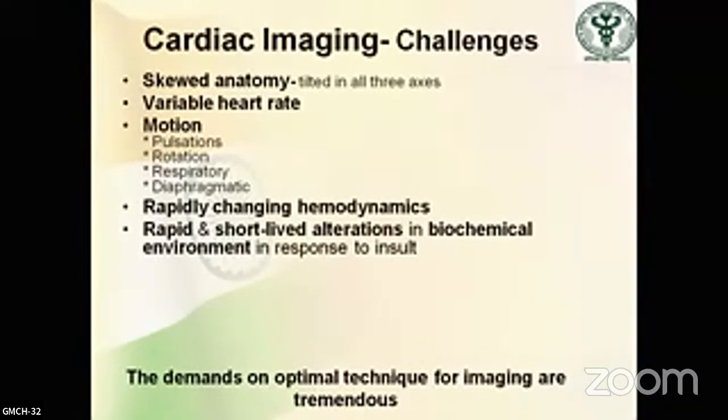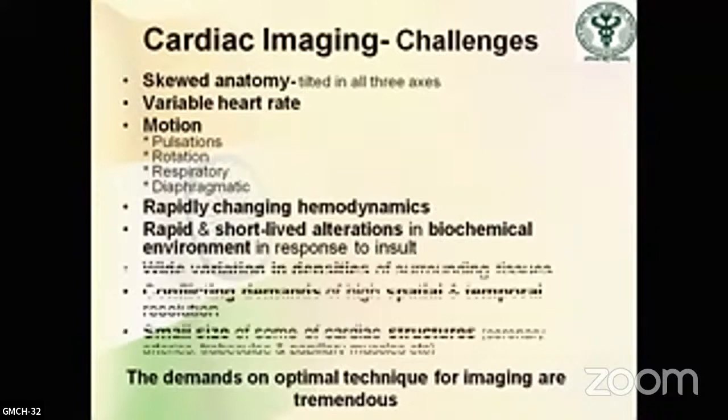The second problem is that the hemodynamics change very fast. So a patient has chest pain, the patient goes to the doctor. By the time the doctor sees them, the pain is gone, so the hemodynamics change. Then why are you going to image? You see it is normal. There lies the catch. Your window of opportunity is very narrow to be able to pick up the abnormality.